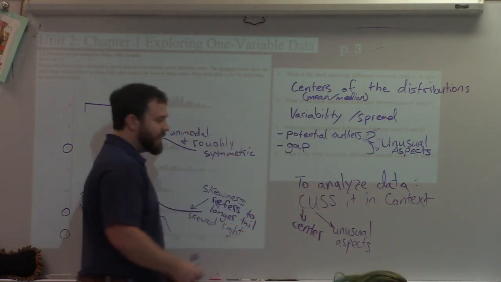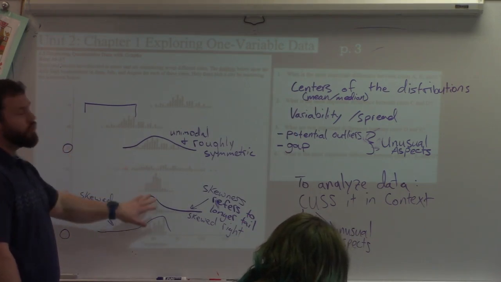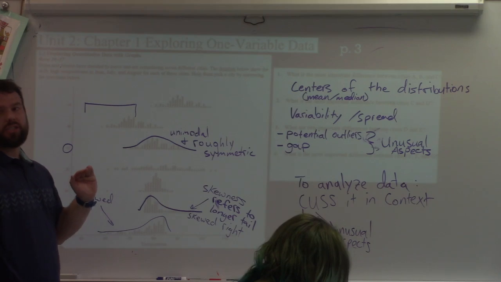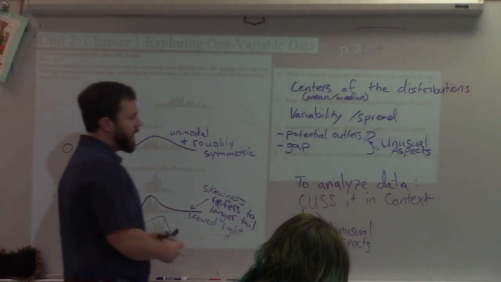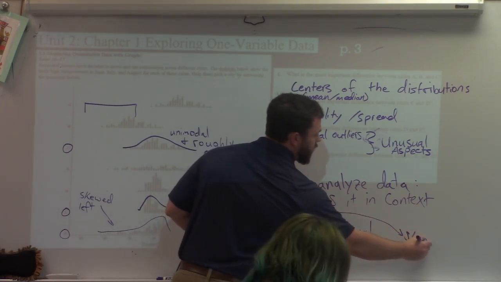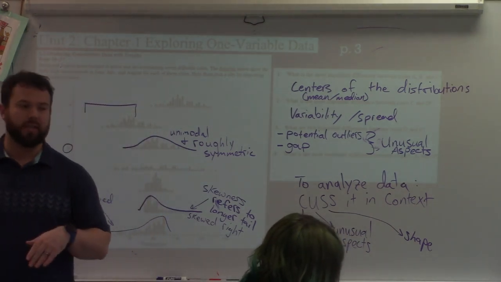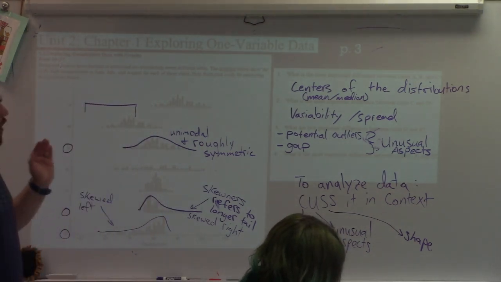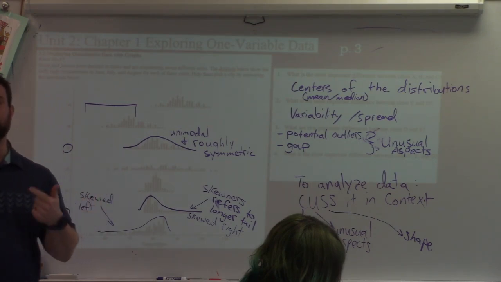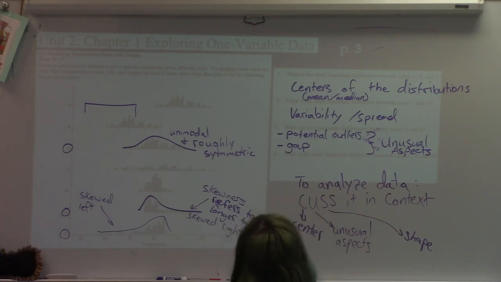And we have two S's. What do you think those S's refer to? Skew. So skew ties into the shape. When we say shape, it could be skewed or it could be symmetric. But shape also refers to unimodal, uniform, or bimodal. Okay? So we are cussing our data in context, and then the last S was what, Serena?